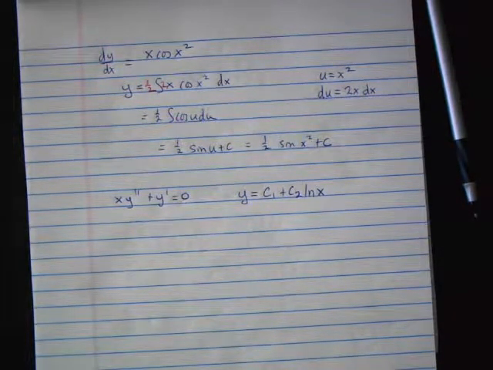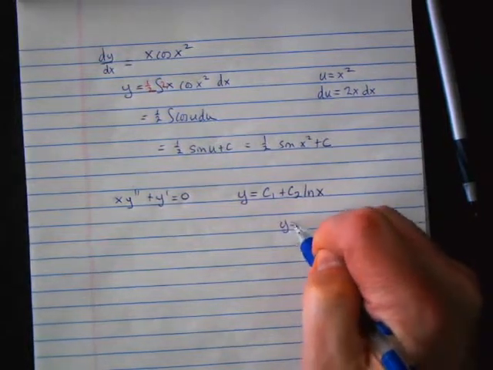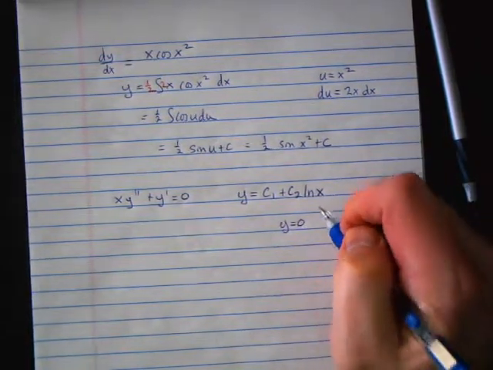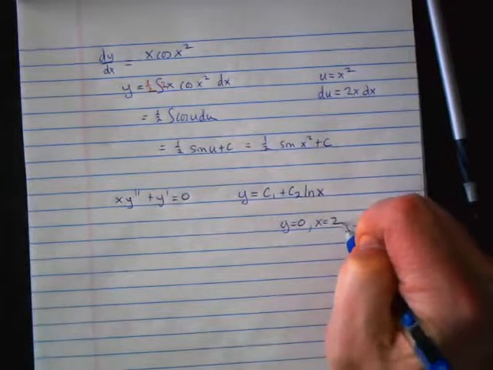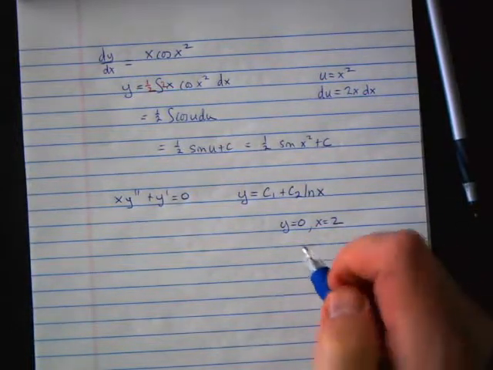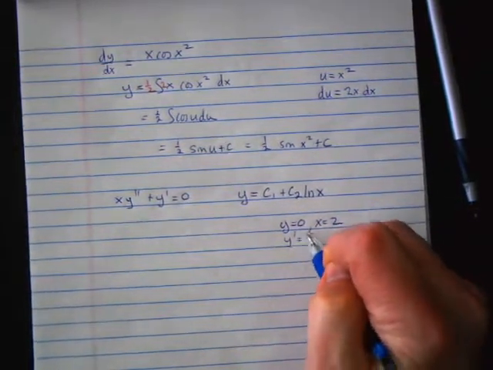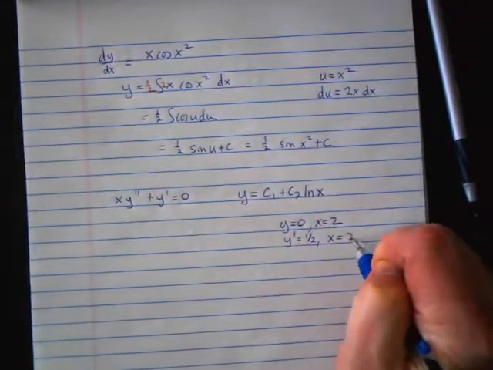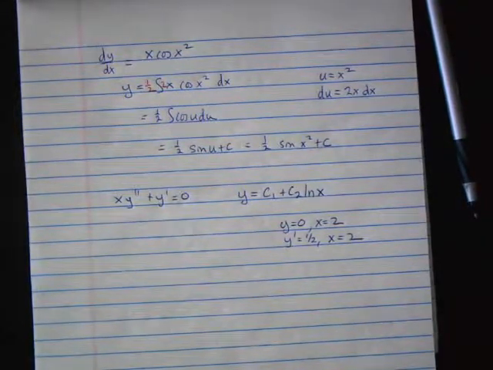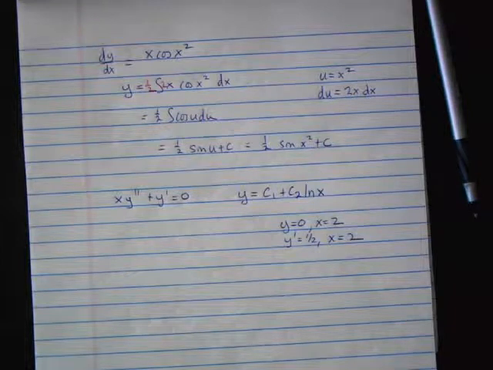And then they give you what are called initial conditions. They say when x equals 2, y equals 0. And when x equals 2, y prime equals a half. And the directions are two things. First, verify that the general solution satisfies the differential equation. And then part 2, find the particular solution that satisfies the initial conditions.